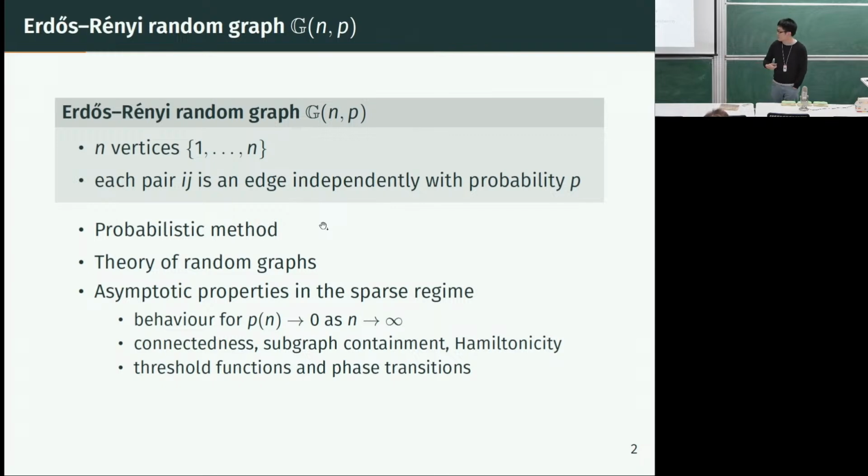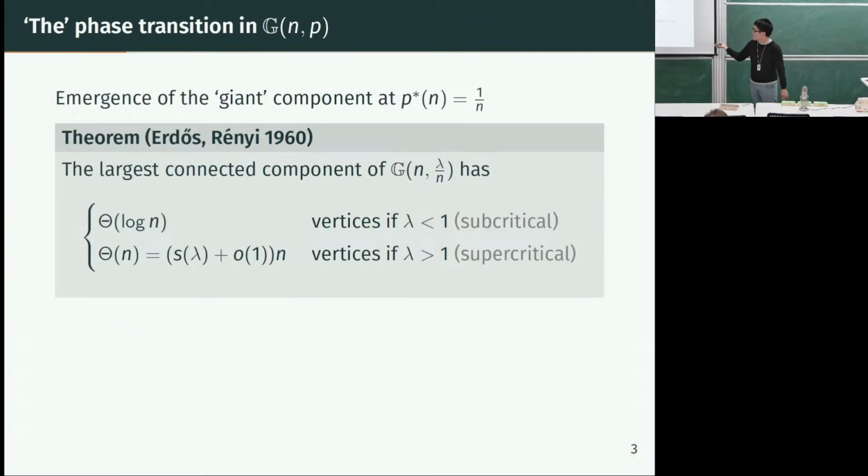Many results in this area have the form of a threshold function for the emergence of these properties. Often you see these so-called phase transitions, where you have a threshold function below which you don't see the property, above which you always see the property, and crossing this threshold at varying speeds, depending on the property, you'll see a perhaps sudden emergence of the property.